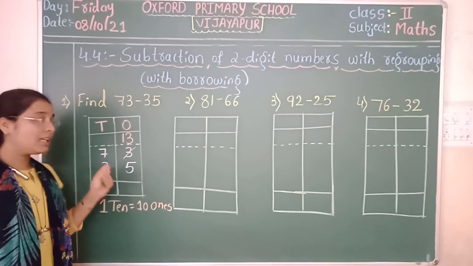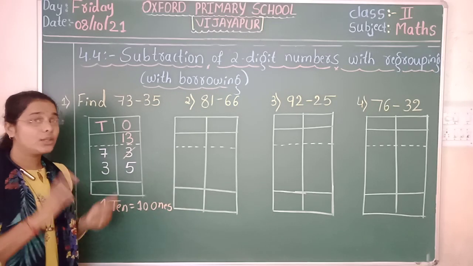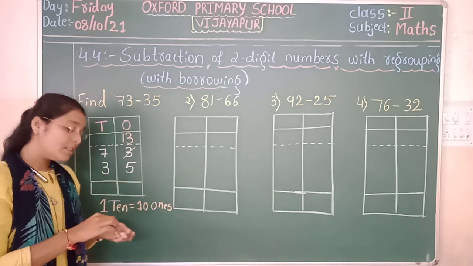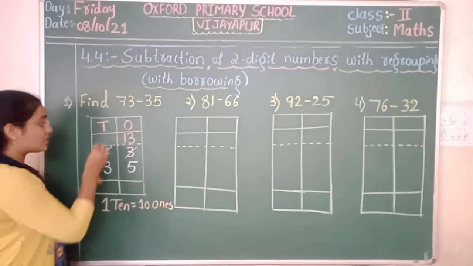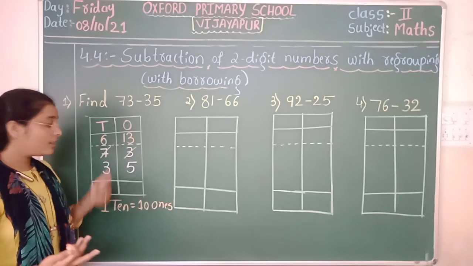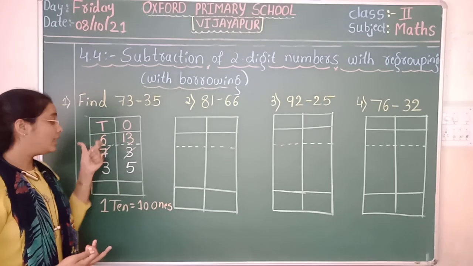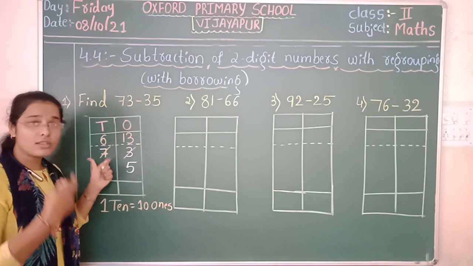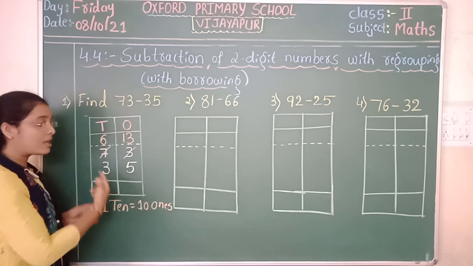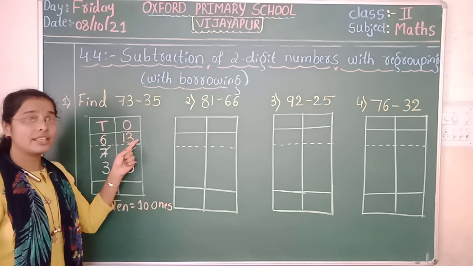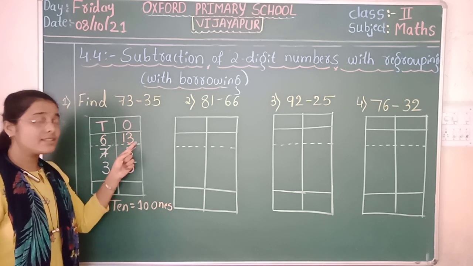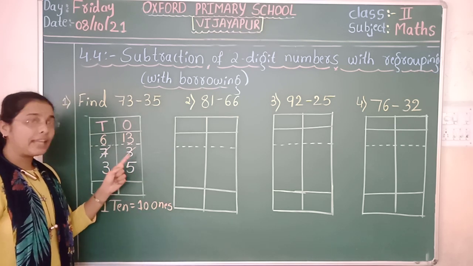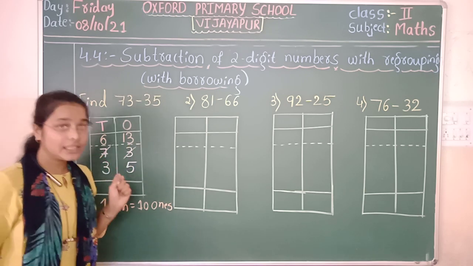Here by giving the carry, 7 lost 1 place. In total, from 7 we already took 1 carry. So which number remains here? 6 remains. So we have to make this 7 as 6. Why do we make this 7 as 6? Because in the tens place we took 1 carry. By giving 1 carry, 7 lost 1 place, so 7 became 6. By taking the carry, these 3 become 13. Why 13? Here 1 ten is equal to 10 ones. By adding 10 plus 3 ones, we get 13.